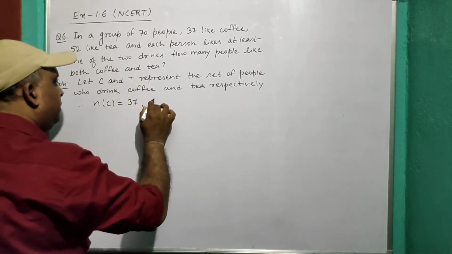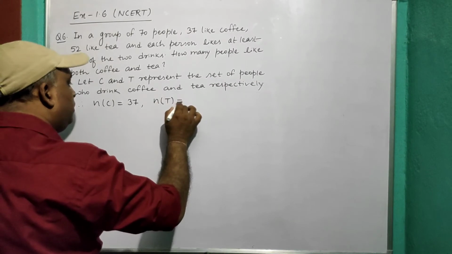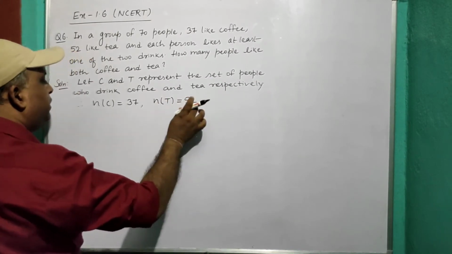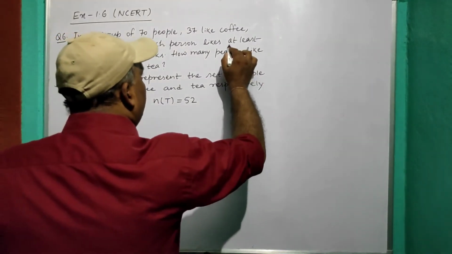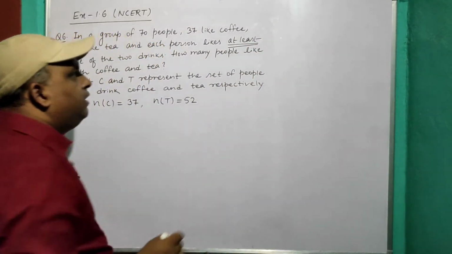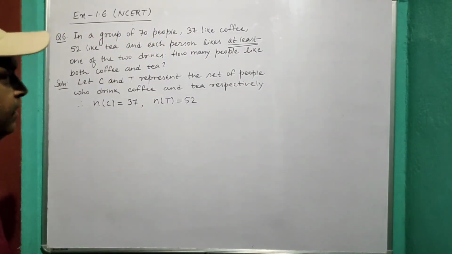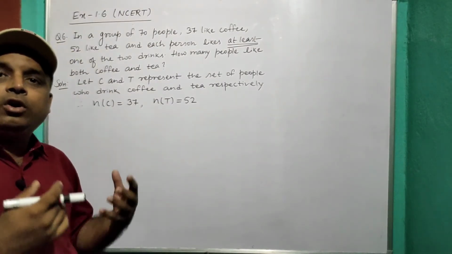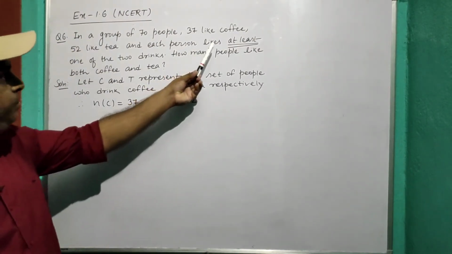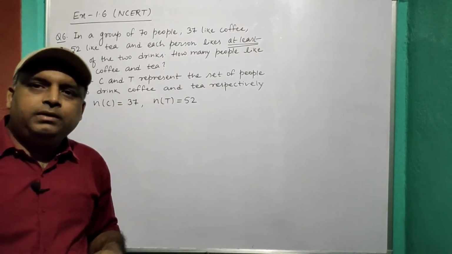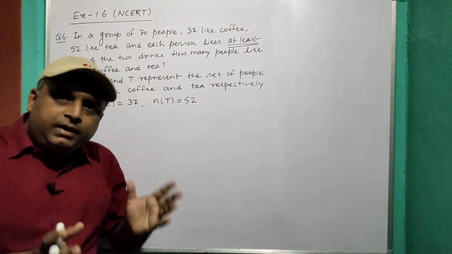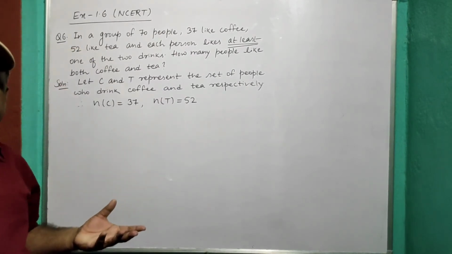Like tea means NT is 52. This is the number of people who drink tea. And each person likes at least... Now observe this word at least. Whenever you get this word at least, it is the condition for union or, because each person likes at least one of the two drinks. At least one means he likes either tea or coffee.